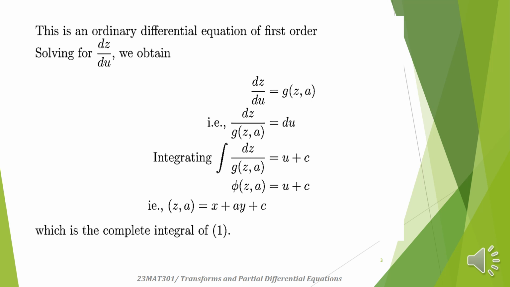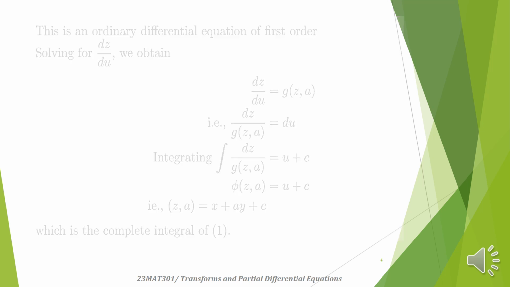So the integration of dz by g of z comma a will be your phi of z comma a, and on integrating du, you will get u with the constant c. Then your final answer will be in the form phi of z comma a is equal to x plus ay plus c, where x plus ay is nothing but your u. This is your complete integral. If you see an example, you can understand it.